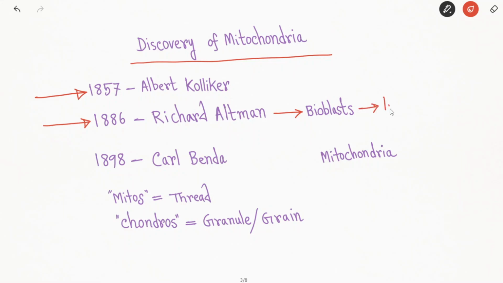He called them living parasite or bioblast. Then he proposed that these parasites live inside of our cells and participate in crucial cellular functions. Later in 1898, Carl Benda named them mitochondria.